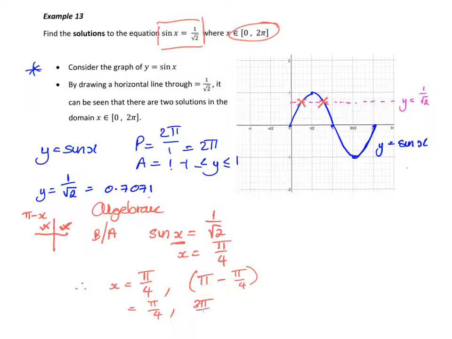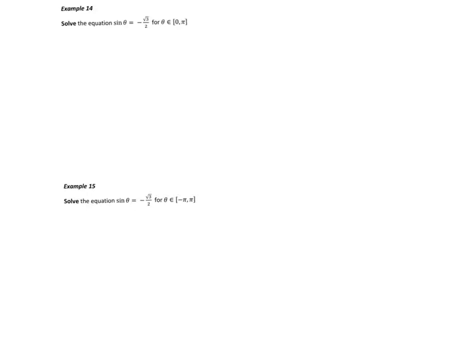which means my solutions are pi on 4 and 3 pi on 4. If I come back up to my graph, therefore, this solution here is the pi on 4 one, and this one here is 3 pi on 4. So my graph verifies my algebraic answers, or my algebraic answers verify my graph. Now, I do not have to draw a graph every time I'm asked to solve something. I just need to do it algebraically.